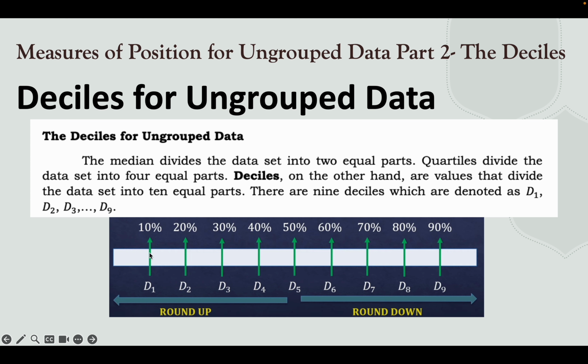You need to remember that for the first decile to the fourth decile, you round up. For D sub 5, don't worry, because the value will be exactly the nth term, the nth data. For D sub 6 to D sub 9, you need to round down. Again, D sub 1 to D sub 4, round up. D sub 6 to D sub 9, round down.